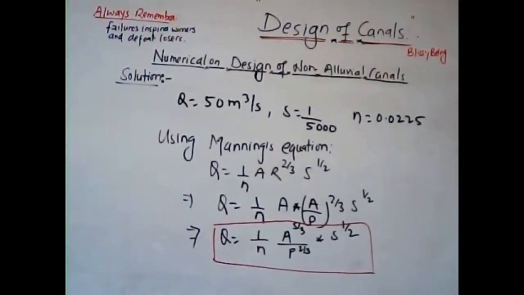Solving this, we can obtain discharge equals 1 by n, area to the power 5 by 3, divided by wetted perimeter to the power 2 by 3, into the bed slope to the power half. So this is the expression. Here we can see that the area and the wetted perimeter are unknown. So we need to assess which type of channel it is and what its parameters are. In this case, let us assume a trapezoidal channel.